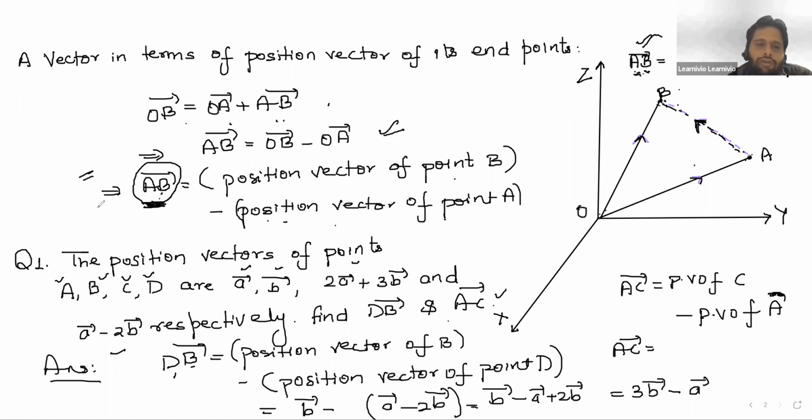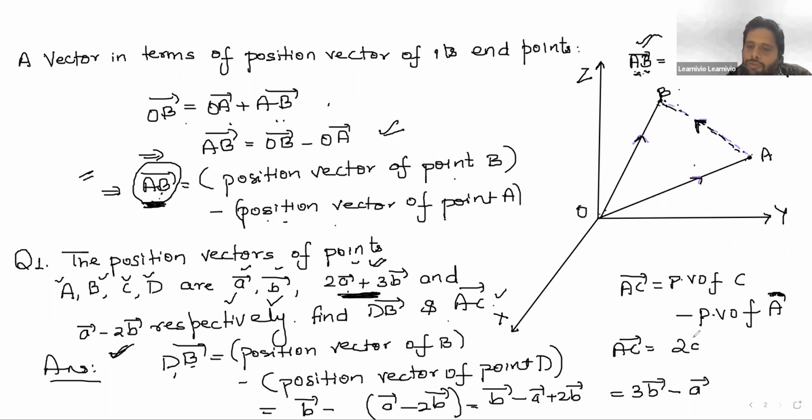Now AC will be equal to what? First, what is the position vector of C? Check here in the question: 2A plus 3B. This is the position vector of A, this is the position vector of B, this is the position vector of C, and this is the position vector of D. So this is the position vector of C.